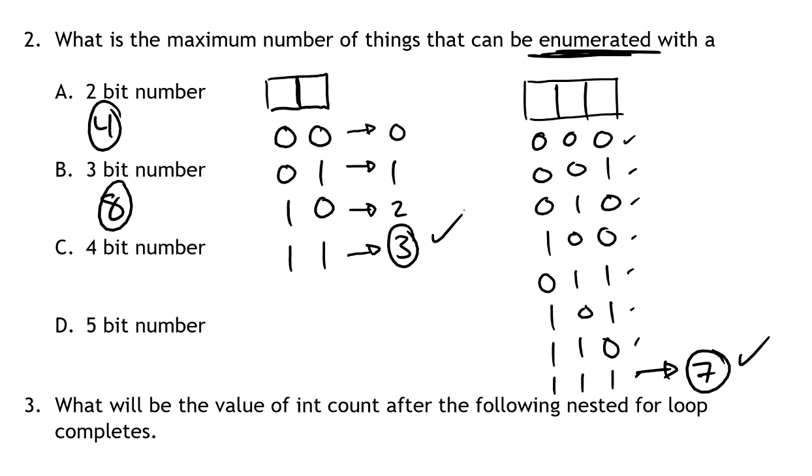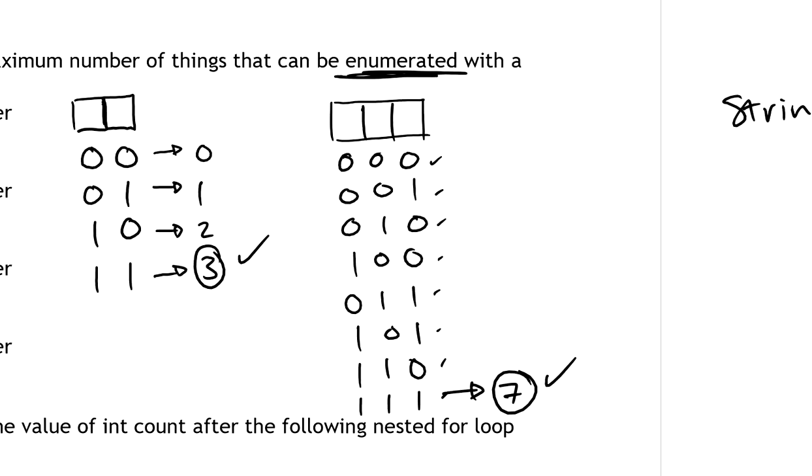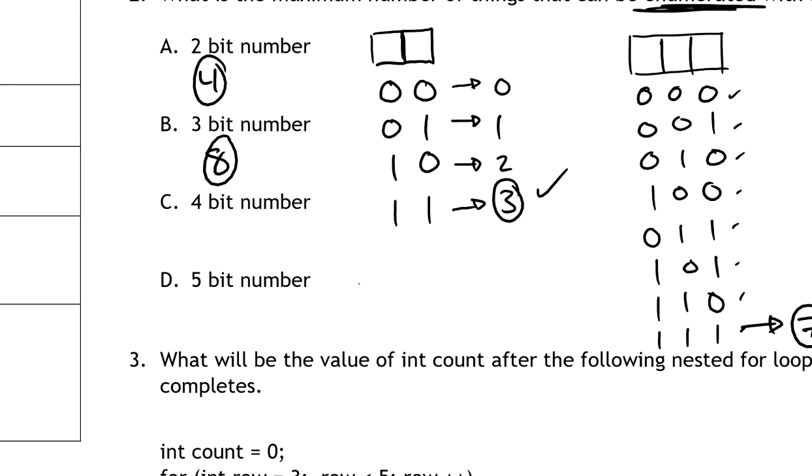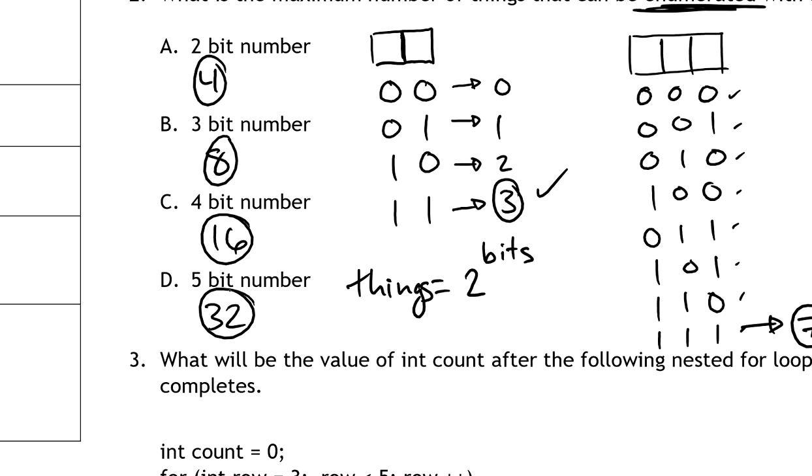Now there's a pattern here, and I hope you see this. In general, the number of things, and I'll just call it things, is equal to 2 raised to the number of bits that I have available. So I'm just raising it to a power, things probably with an S. By the way, I could finish answering these. 2 to the 4th power would be 16. And 2 to the 5th power would be the number 32.